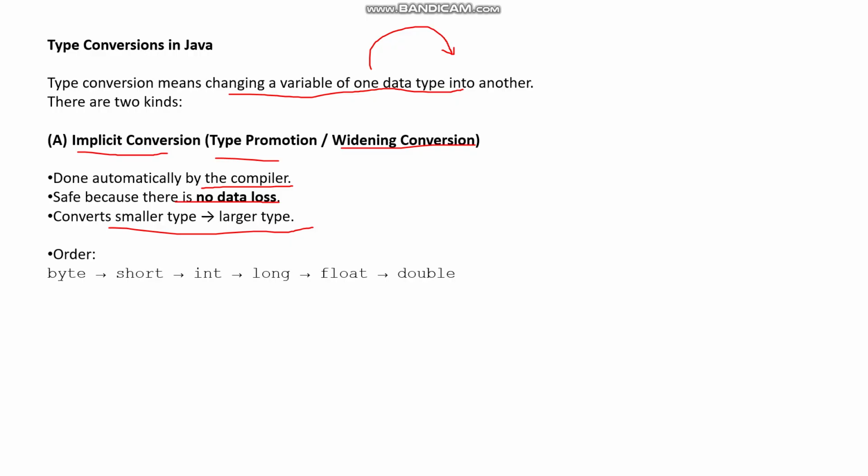And this is the order. The byte can be converted to short. Short can be converted to int. Int can be converted to long. Long can be converted to float. Float can be converted to double. It means we are increasing the smaller type to the higher type only. This type of conversion is called implicit conversion.